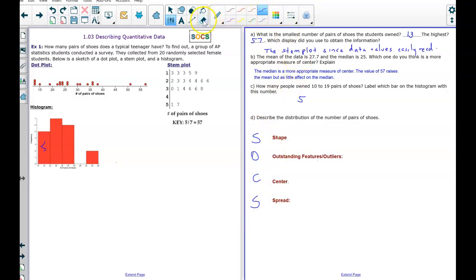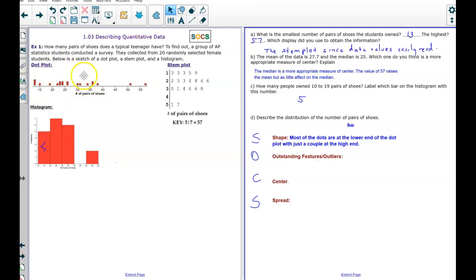So let's think about the shape of the distribution. And we're going to look at the dot plot. You can also look at the histogram and the stem plot as well. So you can see that most of the dots are towards the left, and we only have a couple to the right. We can actually see that clearly in the histogram as well. The histogram, we can also see that gap.